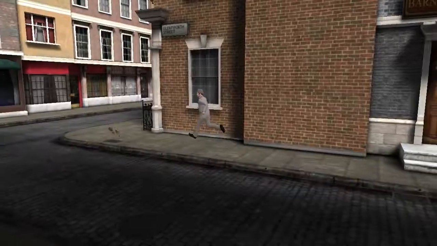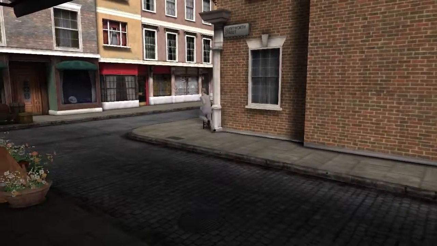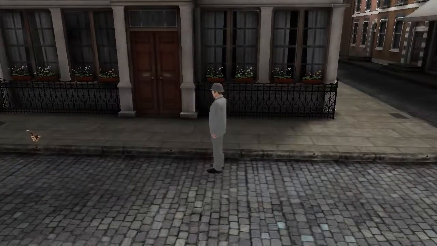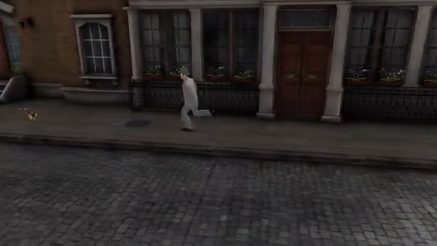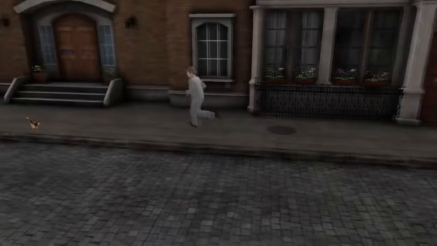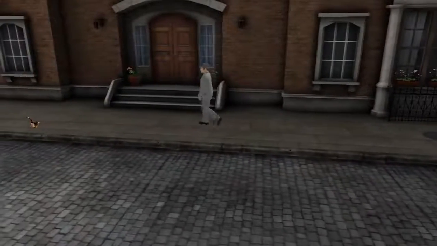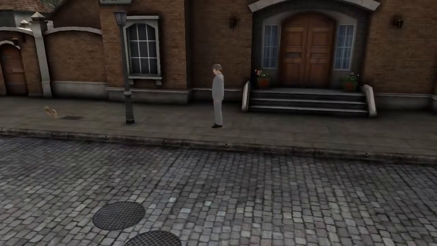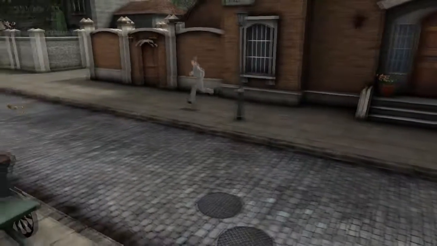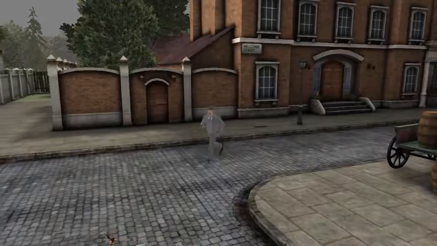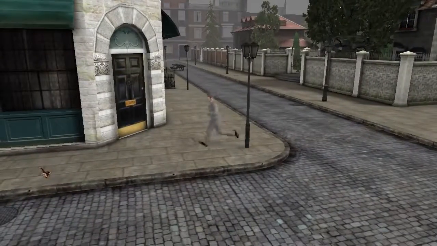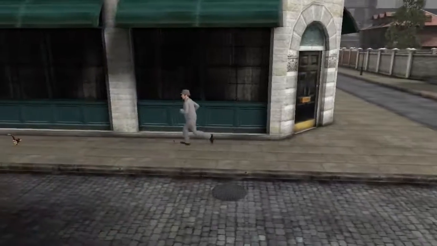Alright, time to go back to Baker Street. Oh man, this navigation is so bad. I wish I could just run with a W, but it doesn't work. And now he's just walking. Okay, that's why I didn't use caps lock. Because sometimes if you press too fast, he just starts walking instead, and then he keeps walking until you stop moving completely.